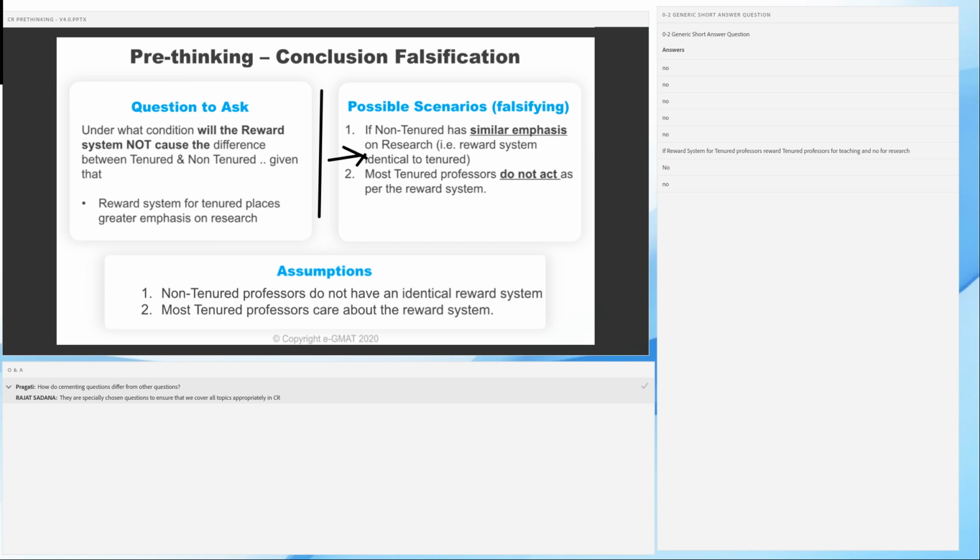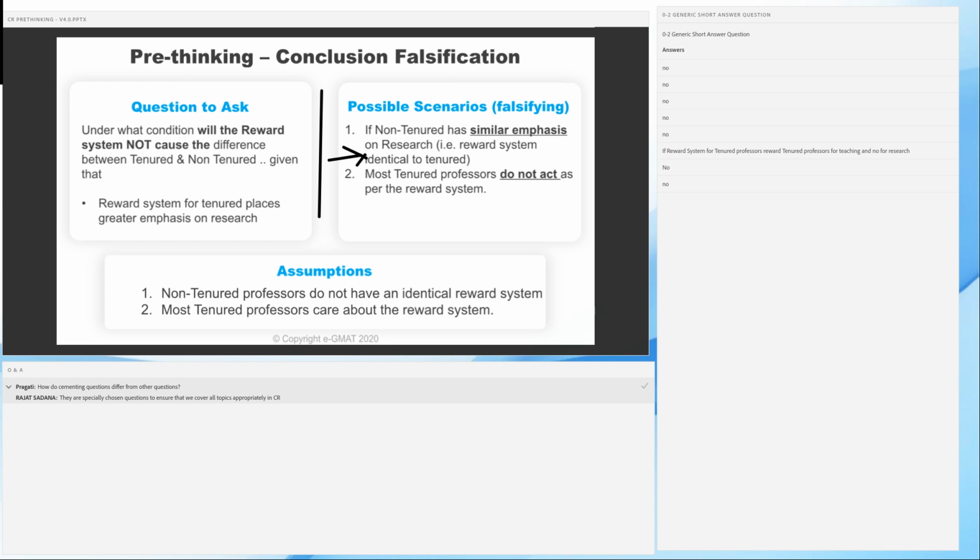Okay. Now, I have seen the statement here: if the reward system for tenured professors rewarded them for teaching and not for research. You can't go against the facts in the argument. Remember, in a CR question, the facts in the argument are something that you can't argue against. If the author tells you the sun goes around the earth as a fact in the argument, you've got to take it as a fact. You're not going to dispute the author.